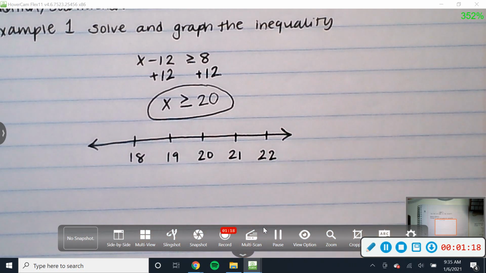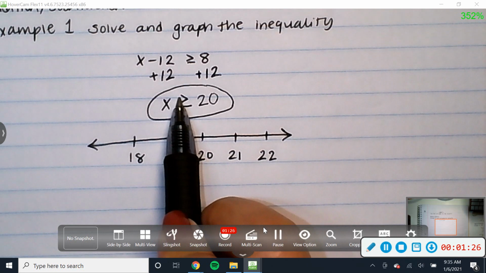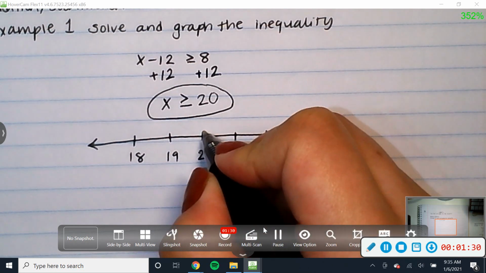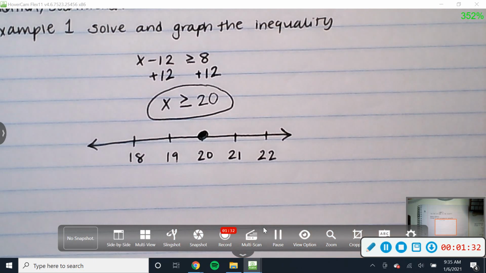Okay, and then remember there's two things that you need to do in graphing. First thing is determine if you're using an open or closed circle. In this case, because it's the greater than or equal to, this or equal to sign means we need to use the closed circle. We're going to fill it in right here.